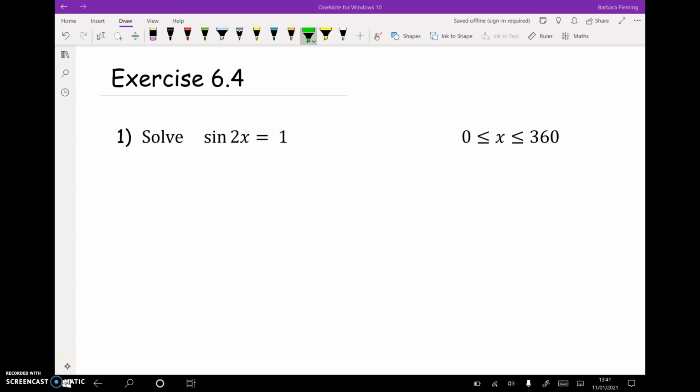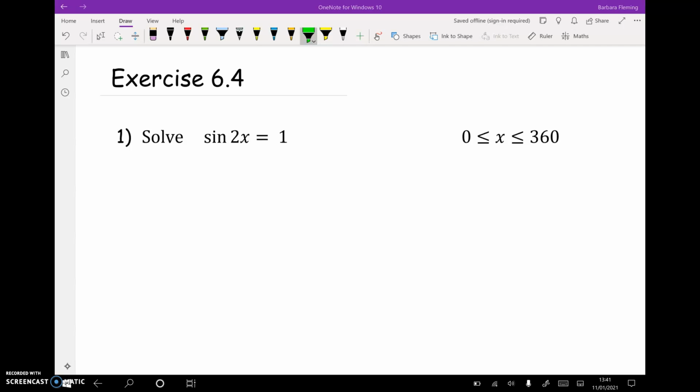In this video, we're going to look at solving equations with multiple angles on our exercise 6.4. So, first question of the exercise, solve sine of 2x equals 1. There's nothing in front of the sine, and nothing being added or subtracted from your sine function, so there's nothing else to do. We've got sine of the angle on its own, which is our aim.